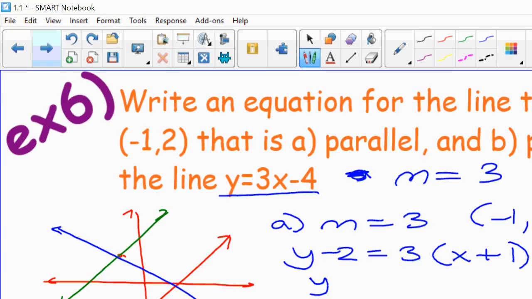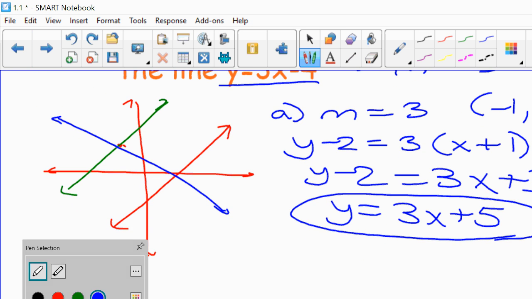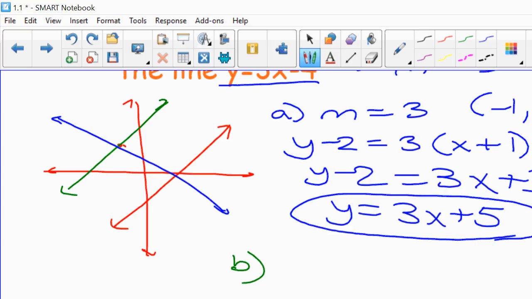Let's distribute. y minus 2 equals 3x plus 3. So add 2, I get 3x plus 5. Now, notice it did not tell me what form it wanted my answer in, so I'm just going to stick with slope-intercept, kind of like the default. You guys are quiet. You with me? Hopefully I'm boring you today. This is easy, so you're so bored.